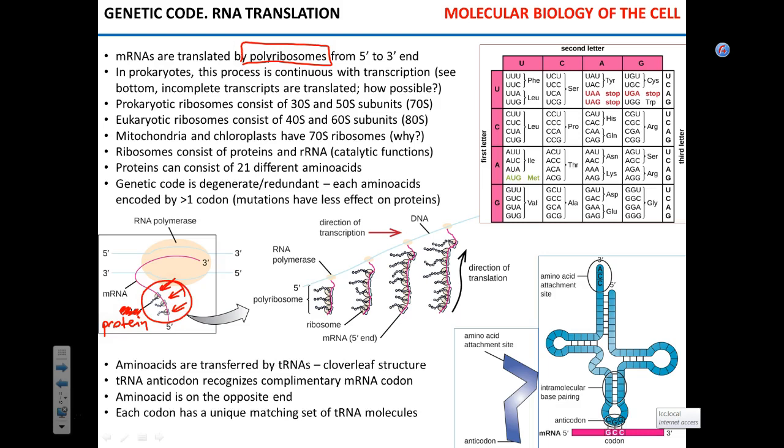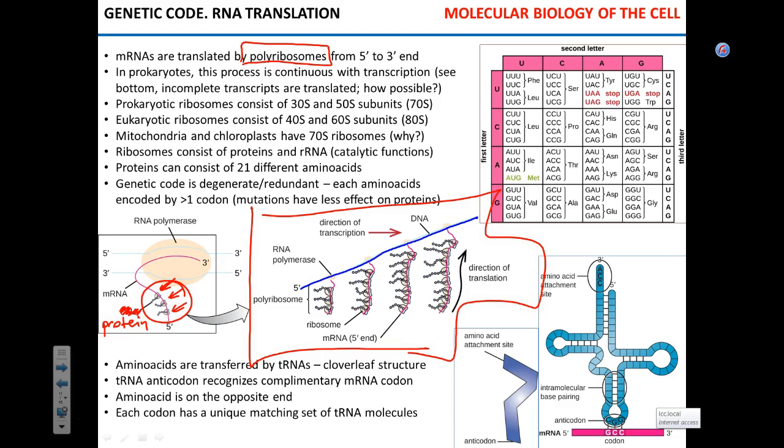The structure of the cell in prokaryotes and eukaryotes determines the fundamental difference between the translation in those two different types of organisms. In prokaryotic cells, the process of transcription and the process of translation are continuous. So this picture illustrates the two processes that happen almost simultaneously in prokaryotes. Let's work our way through this picture. The blue line in the image is the DNA.